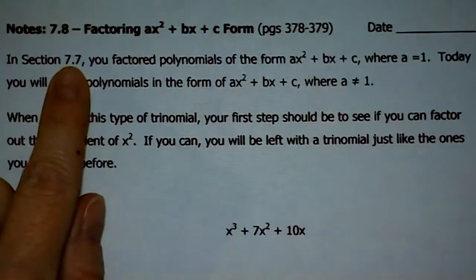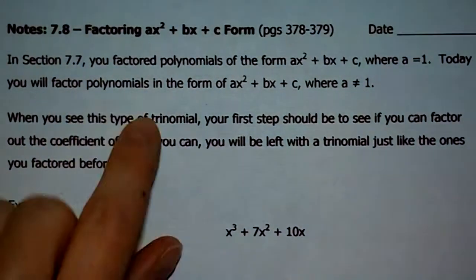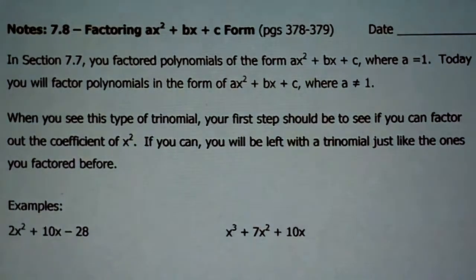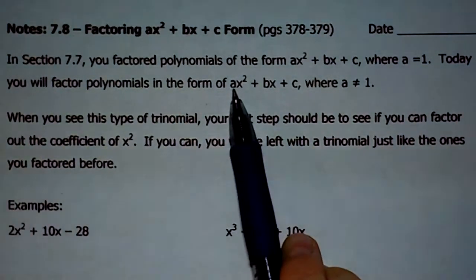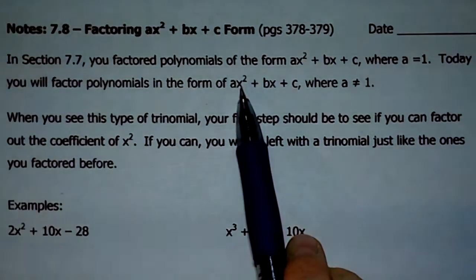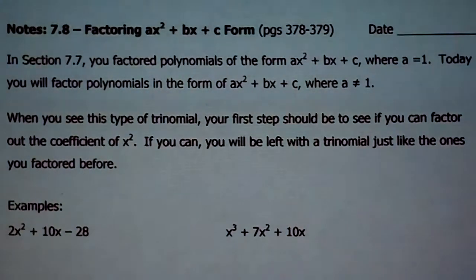In section 7-7, you factored polynomials in the form of ax squared plus bx plus c. I know that on your sheet it only said x squared plus bx plus c because every single time a was 1. And if a is 1, you don't have to write it there, right? Well, today you're going to factor polynomials in that same form, except the x squared term is going to have a number other than 1 in front of it.